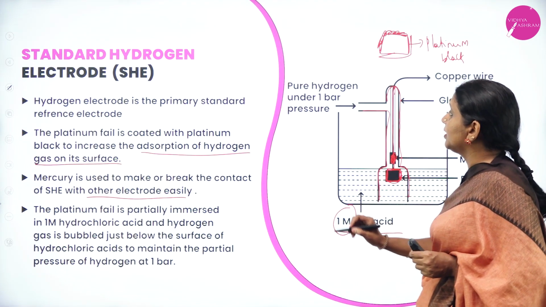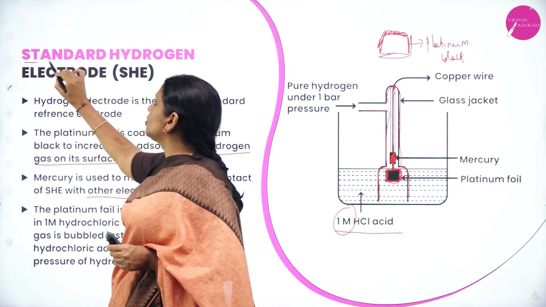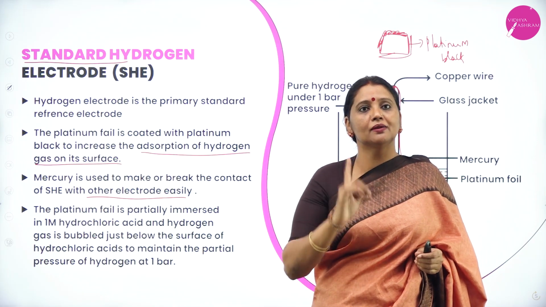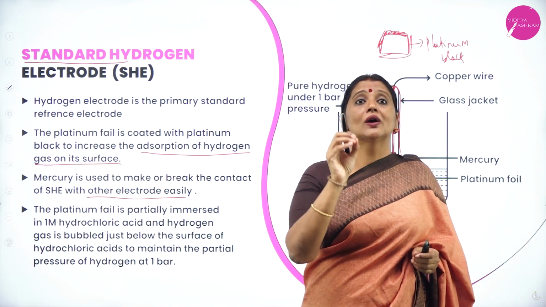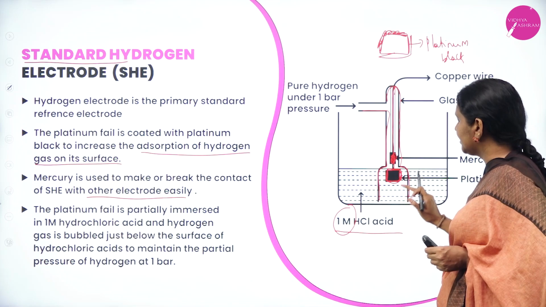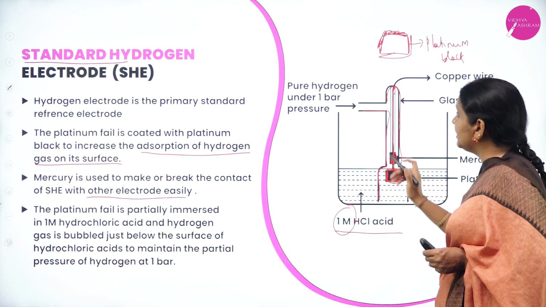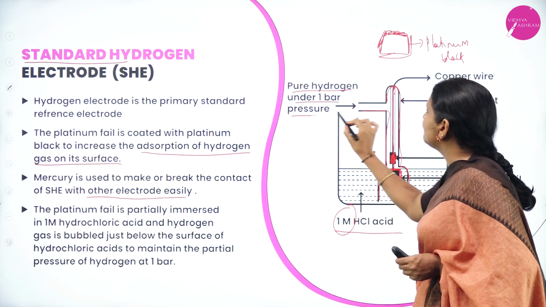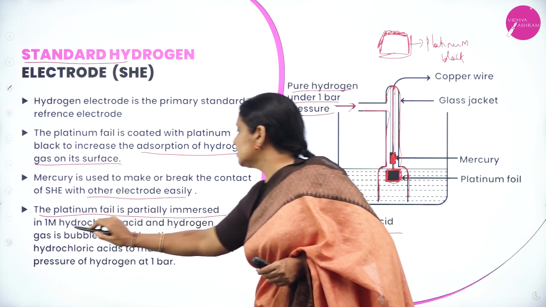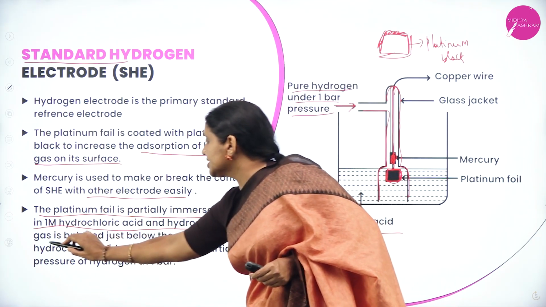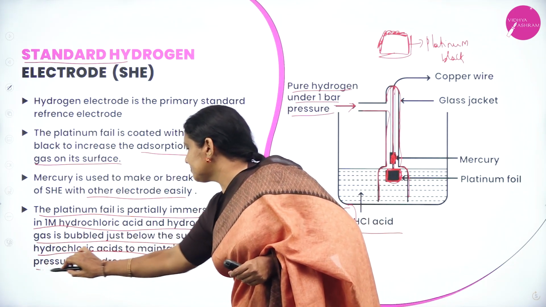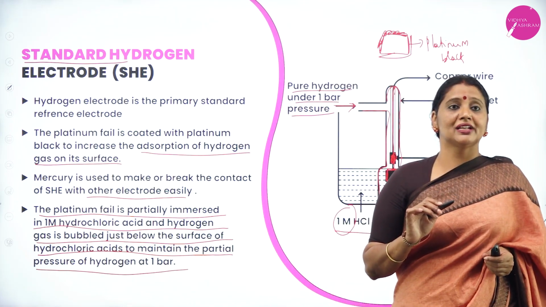Why do you have to take 1 molar? Because it is a standard hydrogen electrode. In standard condition, the concentration of the solution should be 1 molar and the pressure of the gas must be 1 bar. The platinum foil is dipped in 1 molar hydrochloric acid, and we have to pass pure hydrogen under 1 bar pressure. The hydrogen gas is bubbled just below the surface of the hydrochloric acid to maintain the partial pressure of hydrogen at 1 bar.